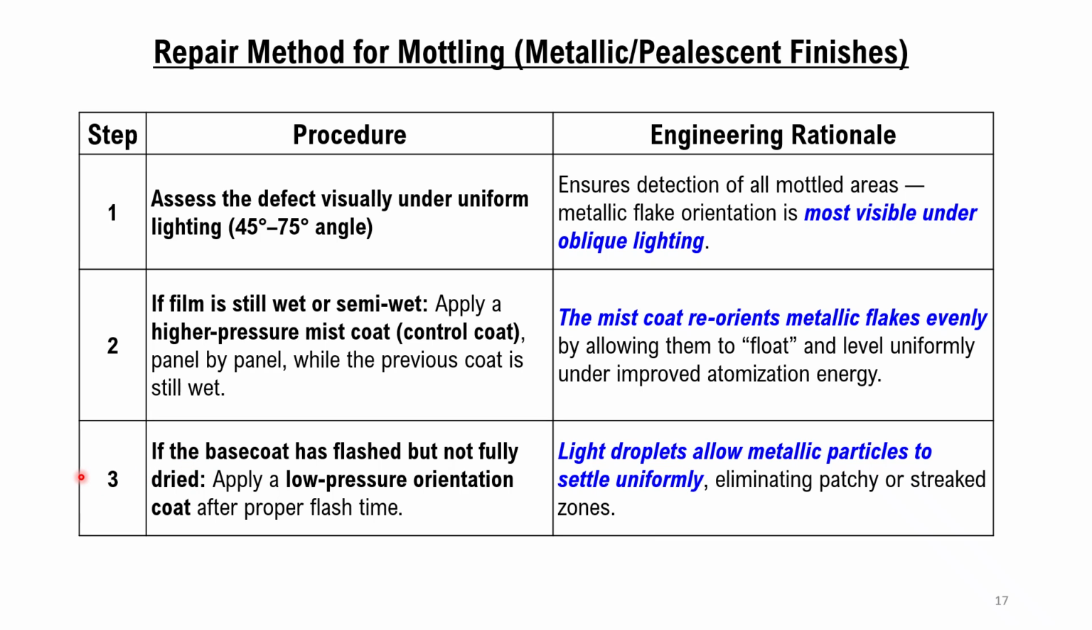Step number 3. If the base coat has flashed but not fully dry, apply a low pressure orientation coat after proper flash time. The rationale is light droplets allow metallic particles to settle uniformly, eliminating patchy or streak zones.